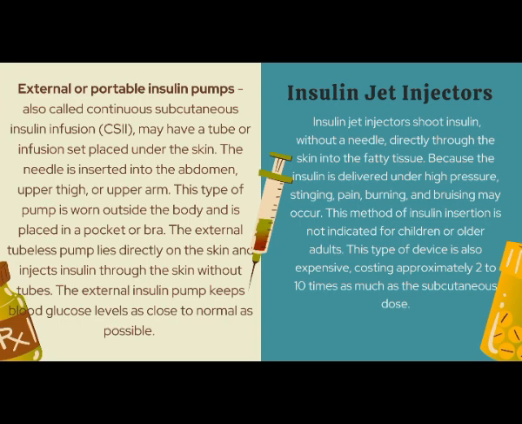The needle is inserted into the abdomen, upper thigh, or upper arm. This type of pump is worn outside the body and is placed in a pocket or bra. The external tubeless pump lies directly on the skin and injects insulin through the skin without tubes. The external insulin pump keeps blood glucose levels as close to normal as possible.